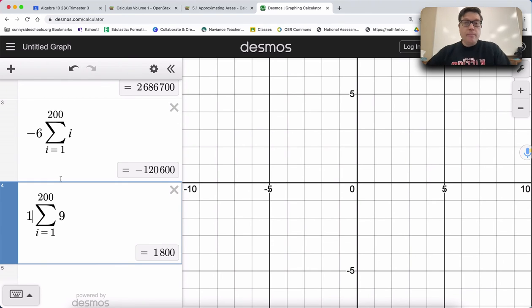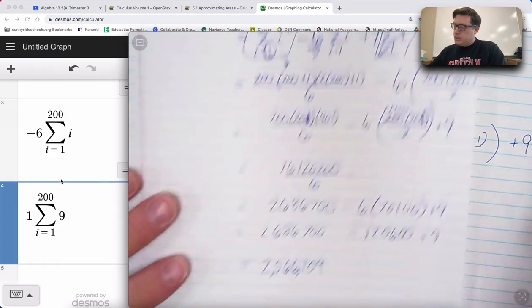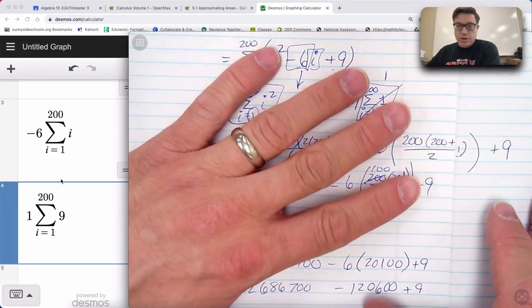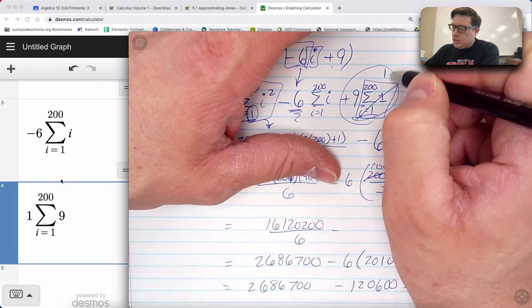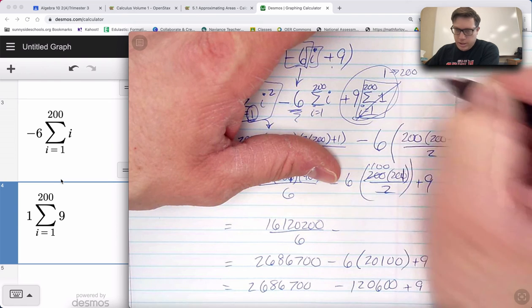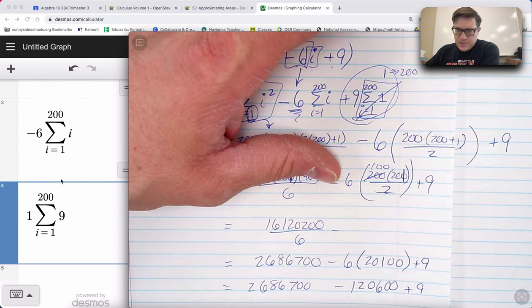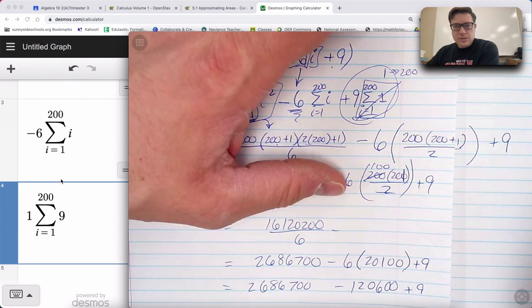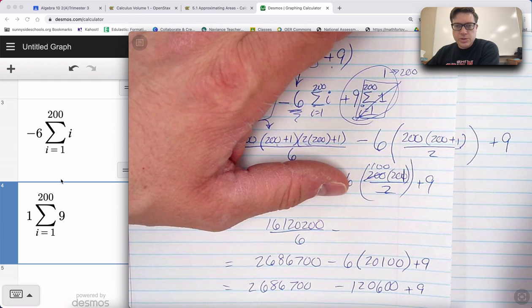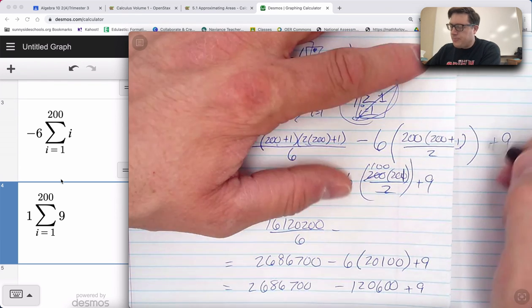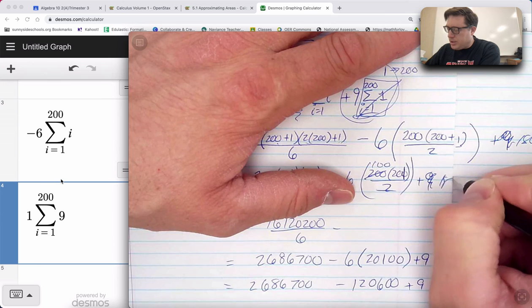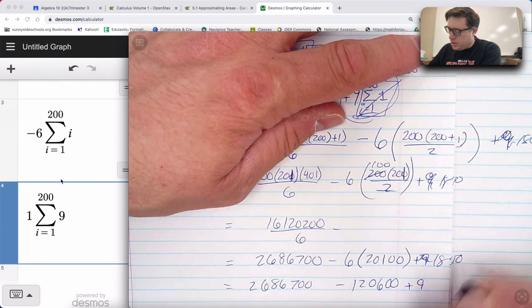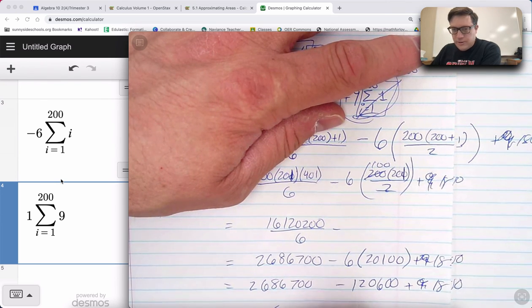Okay, I need to go back and fix my mistakes. So that means that I need to reevaluate how this summation is 1 to 200. Somewhere the i has to be visible. I guess you're just adding up 1, 200 times. 9 times 200 is 1800. Fix this one.